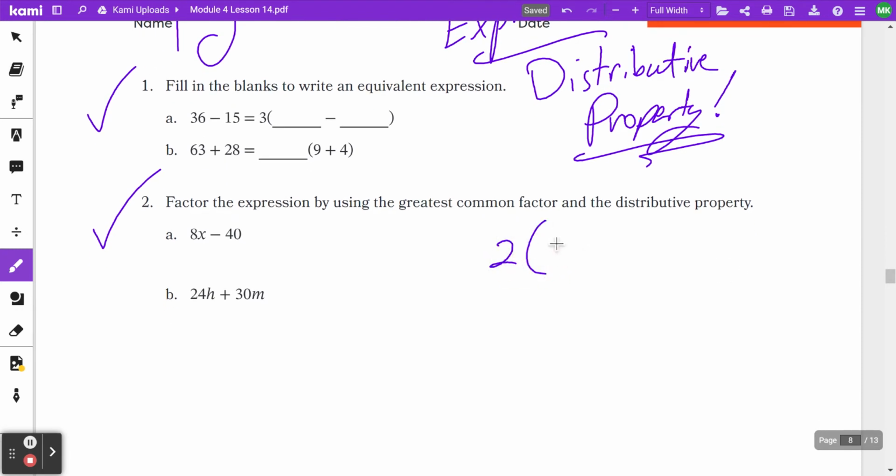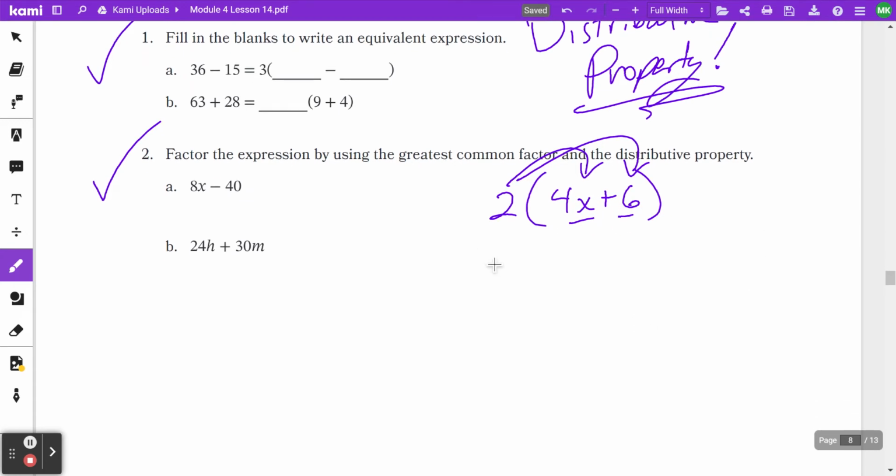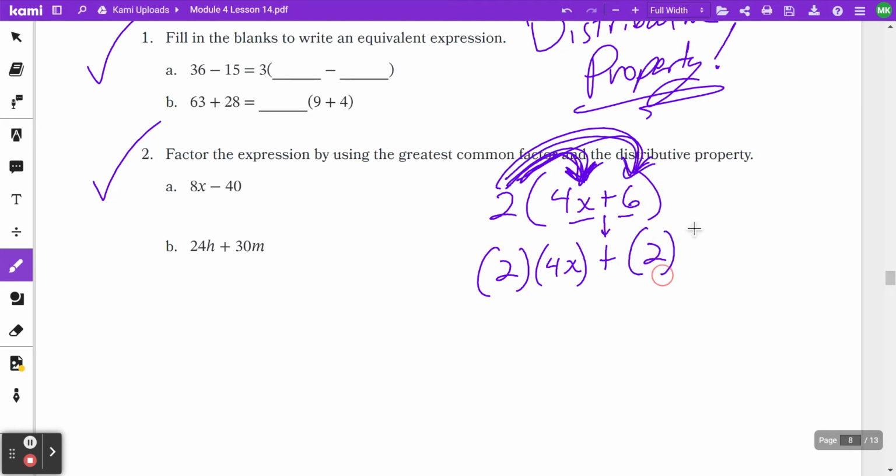So if we had a problem like this, we would distribute the 2 to both of those terms inside the parentheses using multiplication. If we distribute that 2 to that 4x, we would say it's 2 times that 4x plus, there's that plus, then we would distribute the 2 to the 6 using multiplication as well. So we would have 2 times 6. So the 2 times the 4x and the 2 times the 6, and there they are.